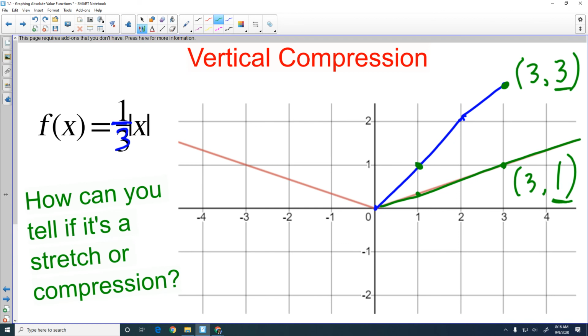So if this number in front is ever a fraction or a decimal even, something that's less than 1, then it's going to be a vertical compression. It's going to be shorter. But if it's a number bigger than 1, then it's going to be a vertical stretch. It's going to get taller. You're multiplying that y coordinate by much bigger numbers. It's going to shoot up pretty quickly because there's more of a rise.